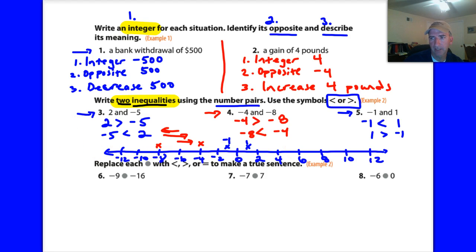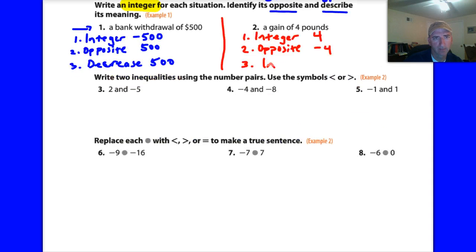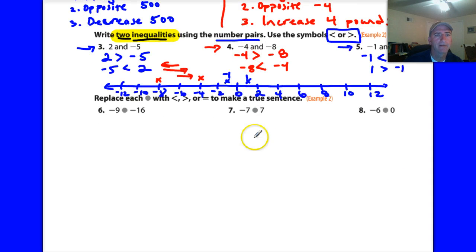All right, and then we move on down here. I can give myself a little space. I can use the same number line here. Negative 9 and negative 16. Well, I don't have any other colors, but I'll do a dot. Okay, I'll do a dot for negative 9. And that would be right about here on our number line. And negative 16, I'll do a check mark. Negative 16 would be way out here.